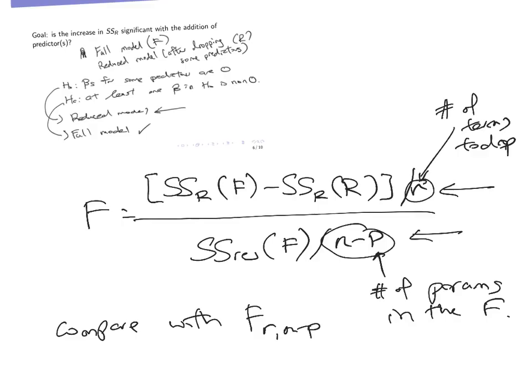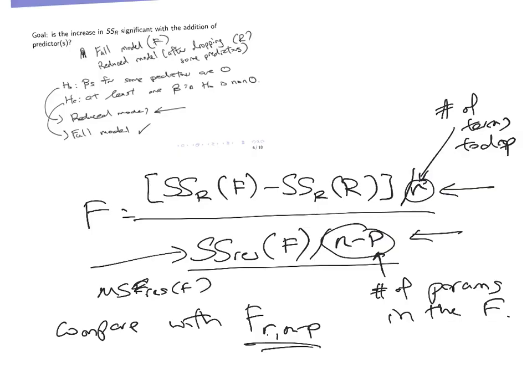So I like to write it this way because it reminds me that this is the comparison I'm making with the F distribution with R and n minus p degrees of freedom. The textbook replaces this whole denominator with MS residual of the full model. Same thing, it's just I prefer my way because it reminds me what this value is that I need to compare with.